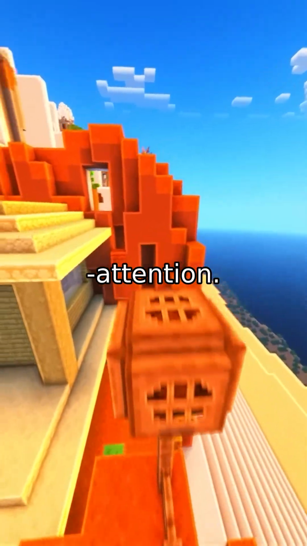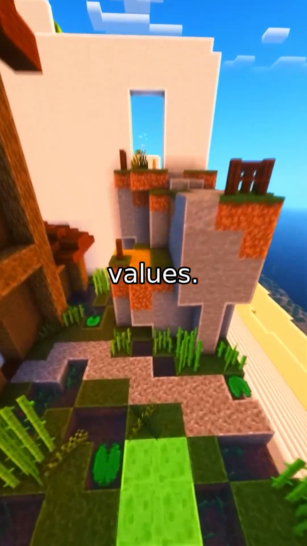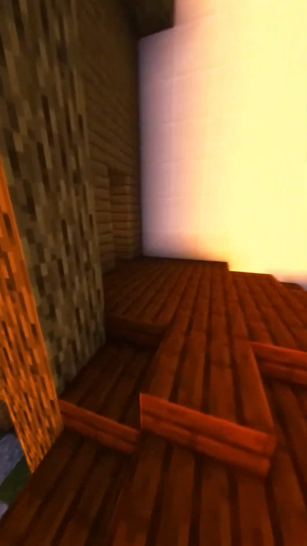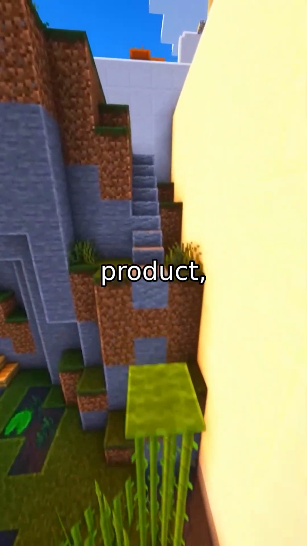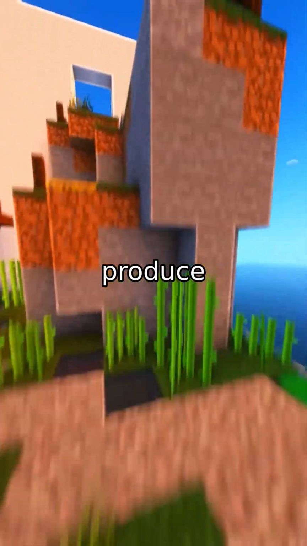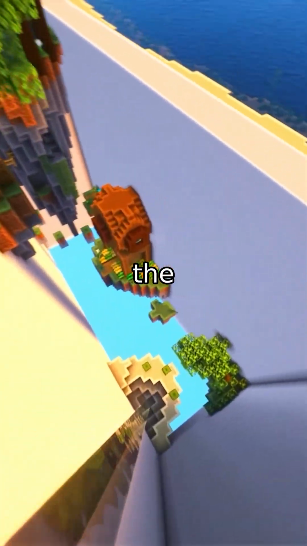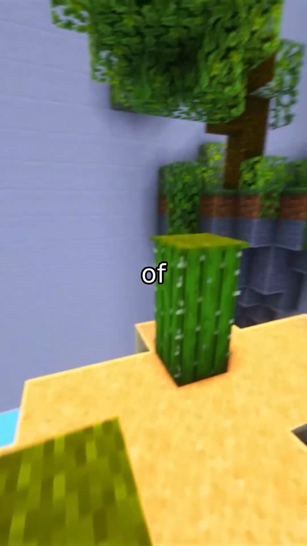Let's unpack self-attention. For each token in a sequence, the model generates three vectors: queries, keys, and values. The attention score between a query and key is calculated using a dot product, scaled by the square root of the key dimension. This score is then softmax normalized to produce weights, which are applied to the values to create a weighted sum. This process allows the model to dynamically focus on relevant parts of the input.